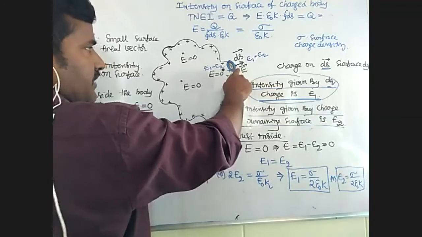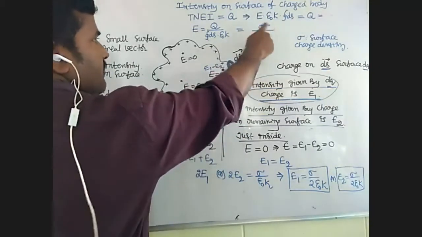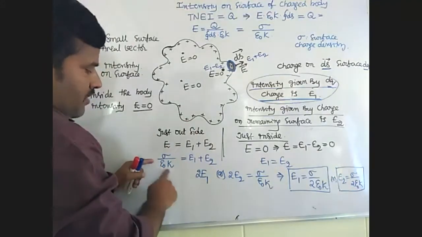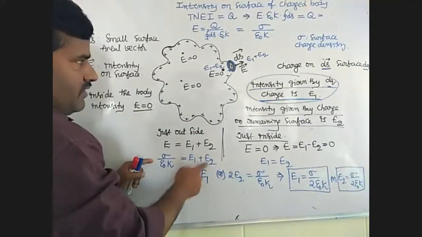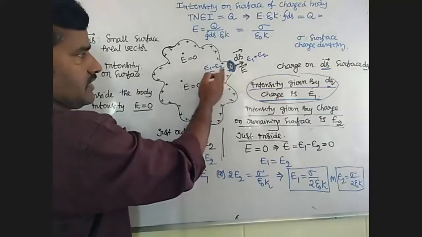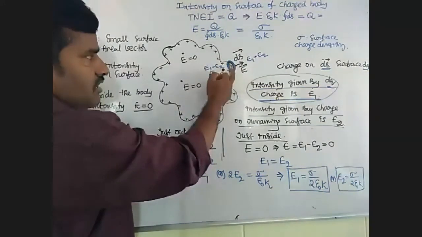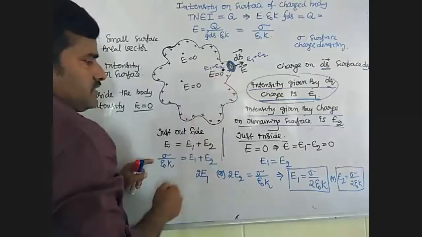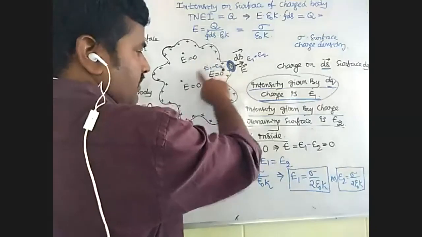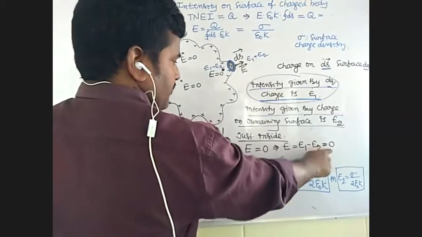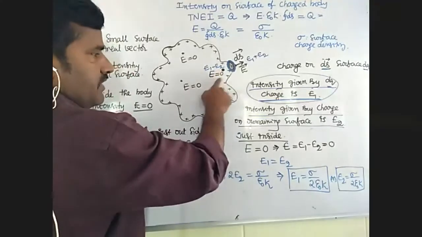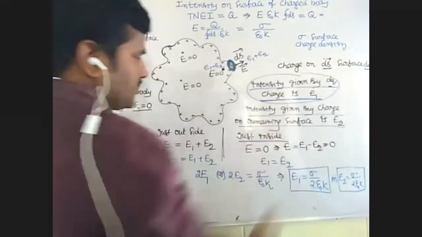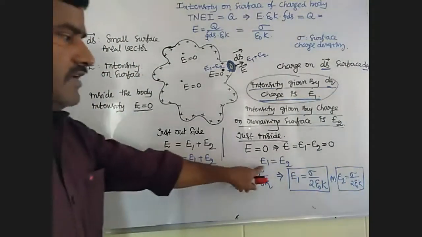On the surface, the intensity is sigma upon epsilon naught K. Outside, the intensity sigma upon epsilon naught K equals E1 plus E2. Just inside, the intensity becomes 0. That means the charge on ds and the remaining charge provide equal and opposite intensities, so E1 minus E2 is 0. E1 and E2 are in opposite directions, so E1 equals E2.